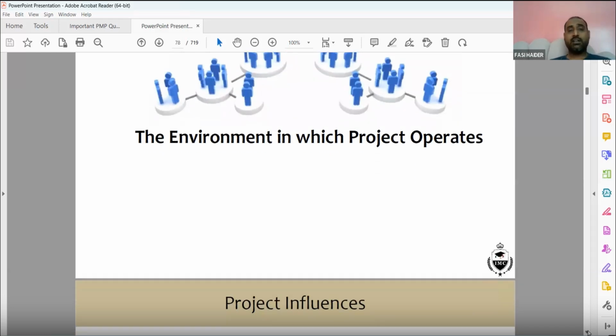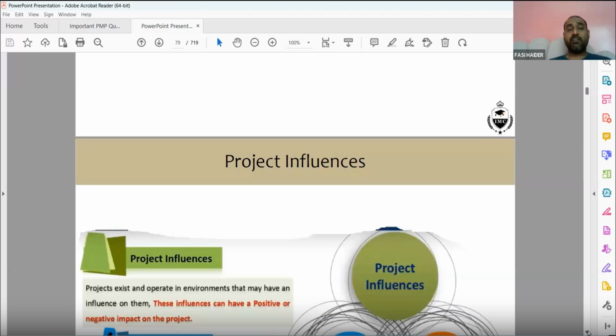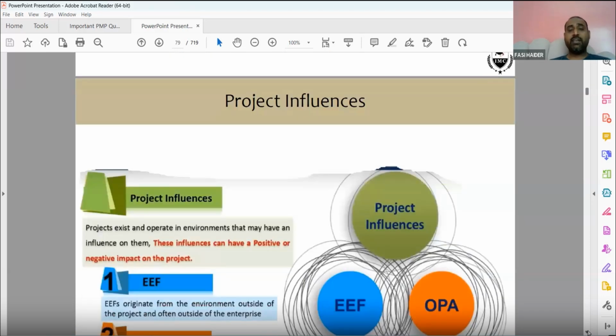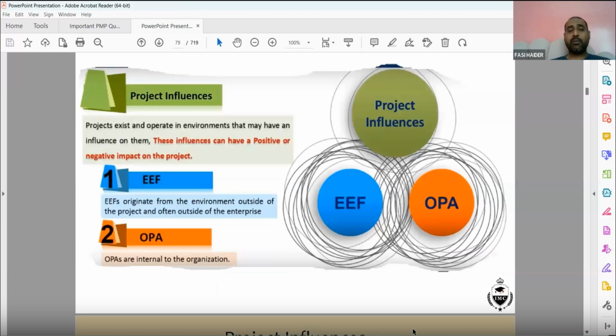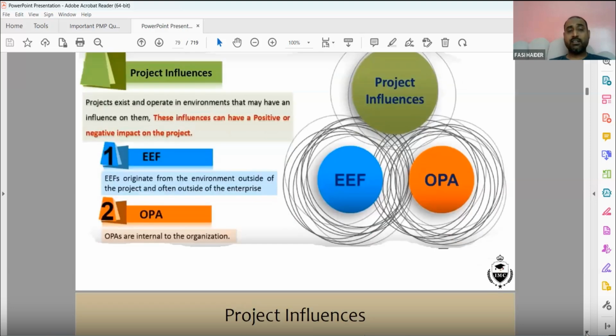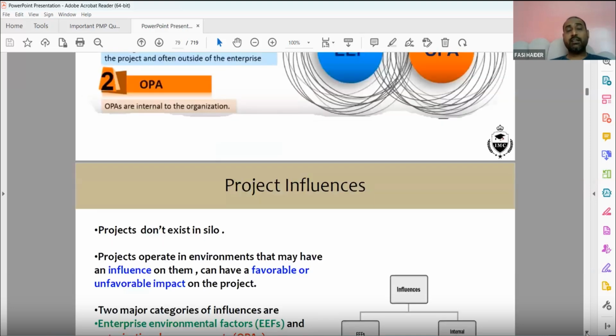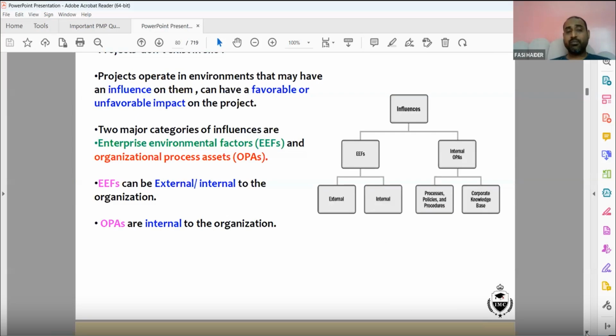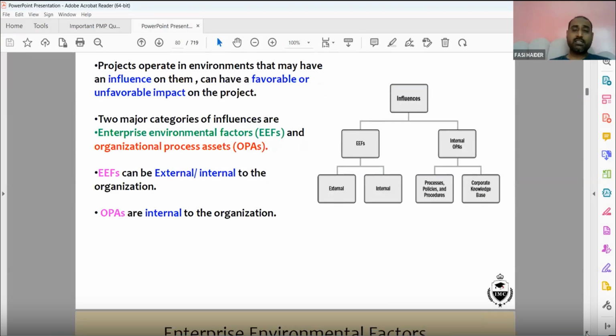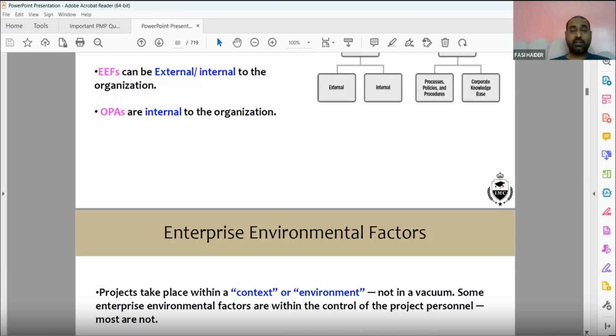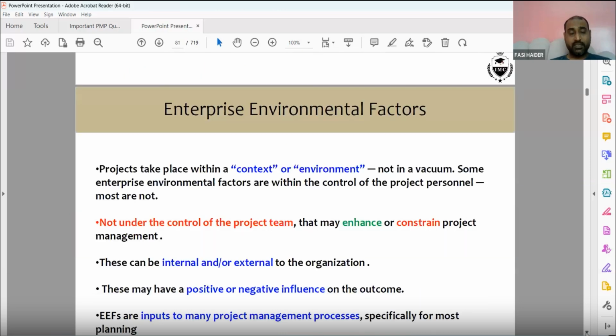Then we talked about two important things: the environment in which it operates, EEF and OPA. What is EEF? Enterprise environmental factors and organizational process assets. These are the things that influence the system, and they can be external or internal, like processes, policies, corporate knowledge. Some companies have good EEF, and projects are given value. In some places you keep on saying and nobody listens to you. That is also something you cannot change.